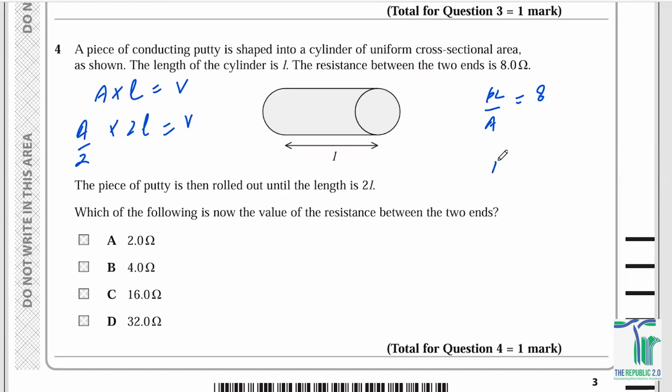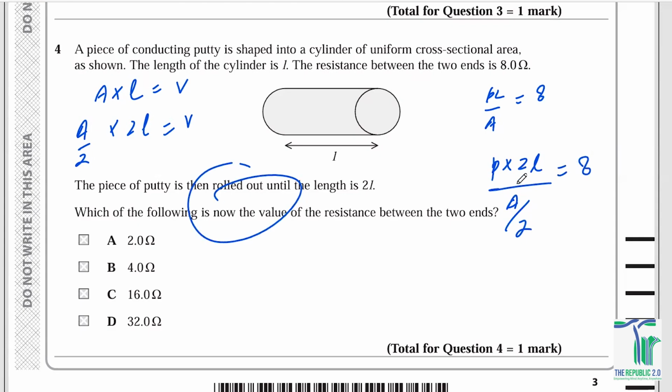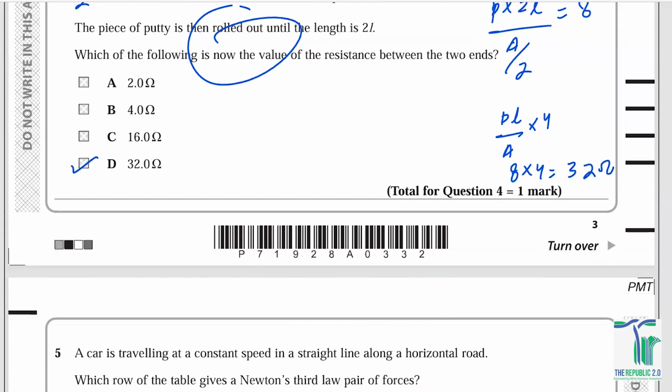If you're doubling the length, you have to decrease the area by 2. So now, rho as it is, in place of length I'm going to write 2L, and in place of A, I'm going to write A upon 2 for the second one, right? Keep the first one equal to 8 as well. Now I would have rho L divided by A times 4. Rho L upon A, the original resistance, was 8. So 8 times 4 has to be 32 ohms. So that is why I'm going to go with option D.